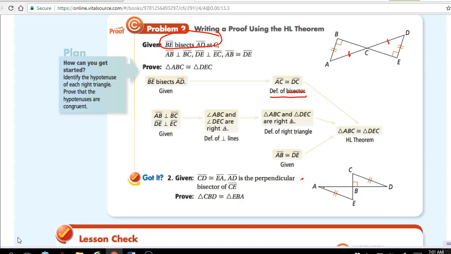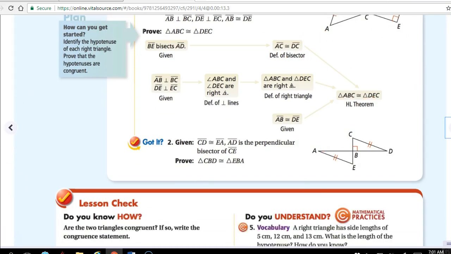So if we know that, then again, this is the hypotenuse of the triangle, and this is the leg of the triangle. And of course, it has to be a right triangle, which we established that it was. And so because of that, we can say that these two triangles are congruent to each other, again, by the hypotenuse leg theorem, which is what this particular section or lesson is really all about.